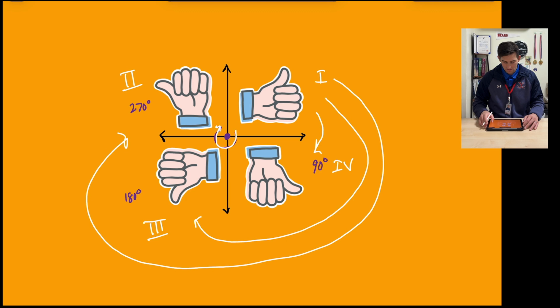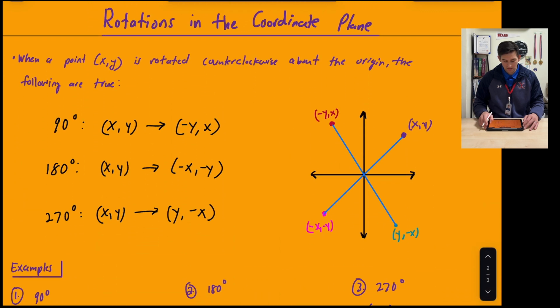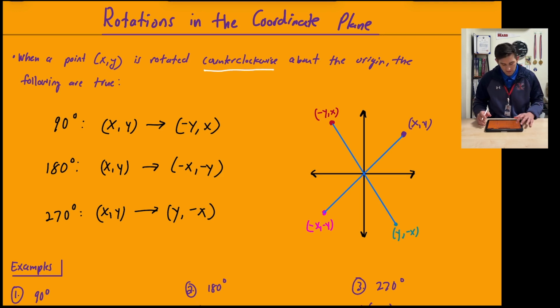All right, so now let's talk about how this would look in a coordinate plane and in the reference of counterclockwise. So when a point x comma y is rotated counterclockwise about the origin, the following are true. So we have some coordinate rules that could help us really to rotate shapes that we know the vertices of without even having to graph them. So if we have a 90 degree counterclockwise rotation, notice what happens to our coordinate. First of all, we're going to switch x and y, and then the y coordinate is going to become opposite.